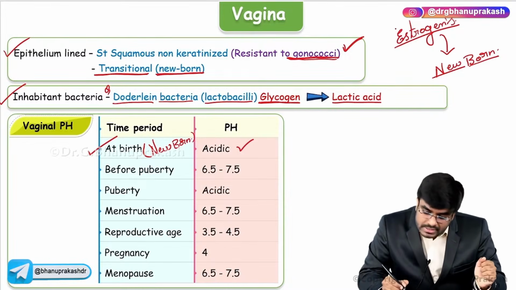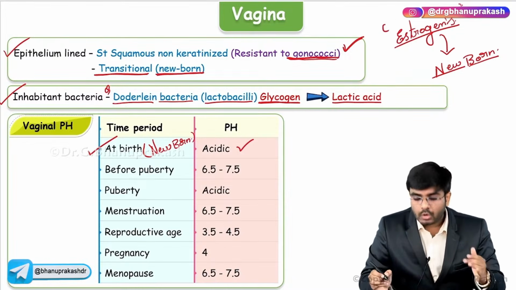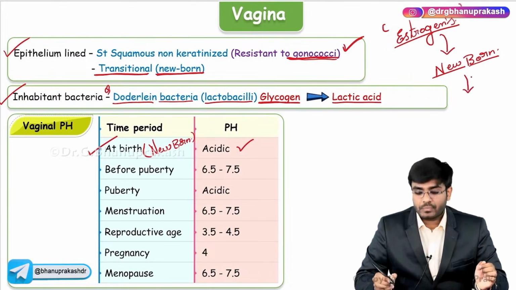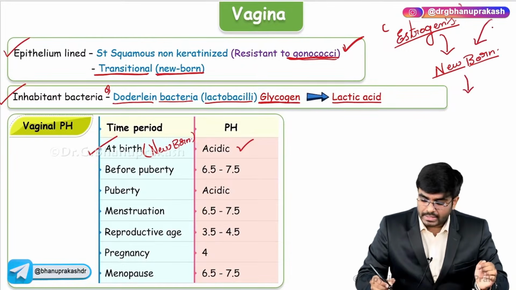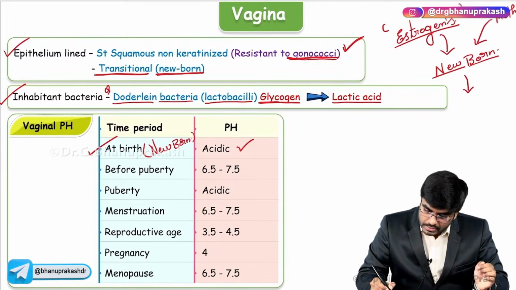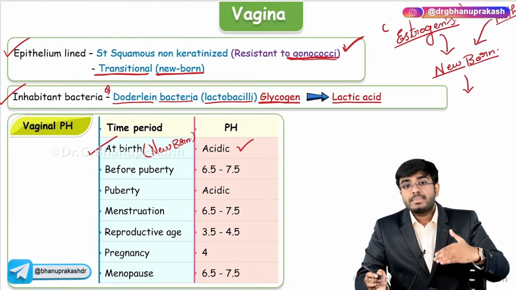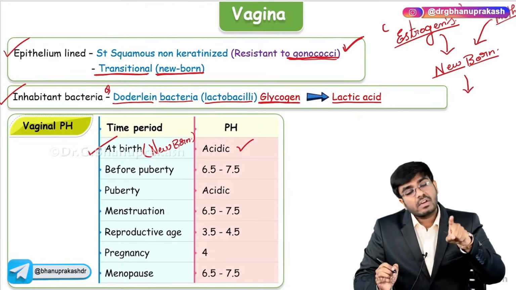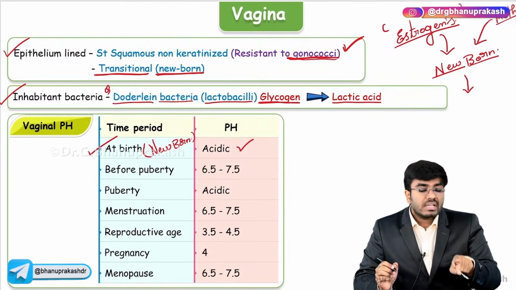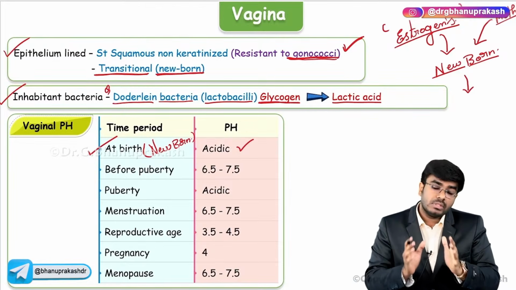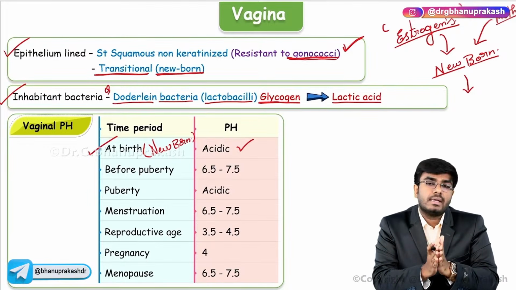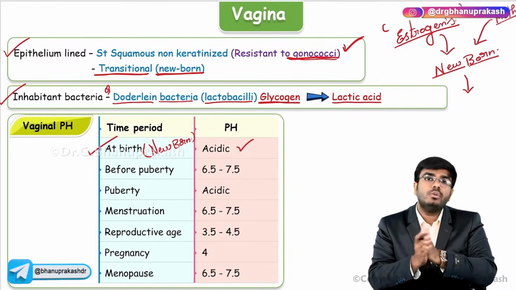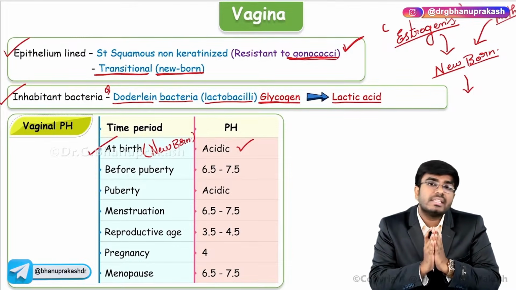Now, let's continue. Estrogens from the mother are going to come into the newborn. And even some Doderlein's bacteria are coming from the mother into the newborn's vagina. So, because of the presence of estrogens and the presence of Doderlein's bacteria both, the newborn's vagina has this acidic environment. Why? Because the lactobacilli are converting the glycogen into lactic acid. So, that acidic environment is maintained.